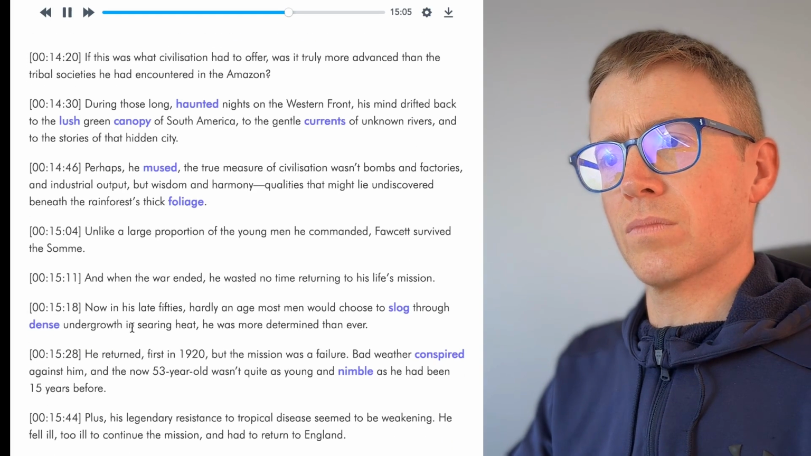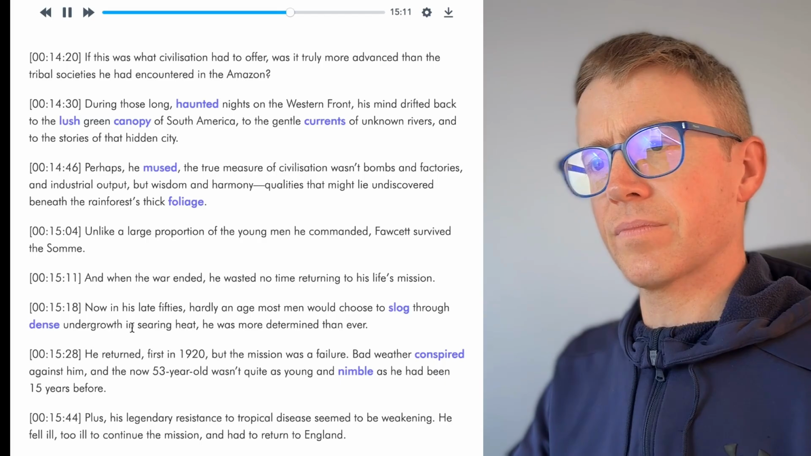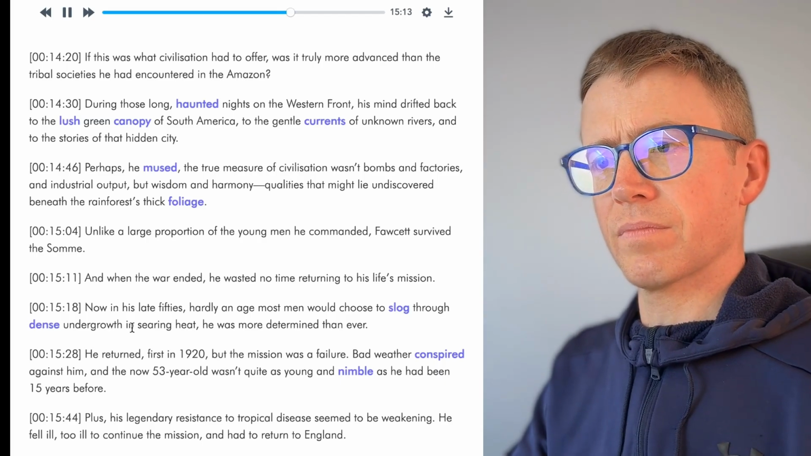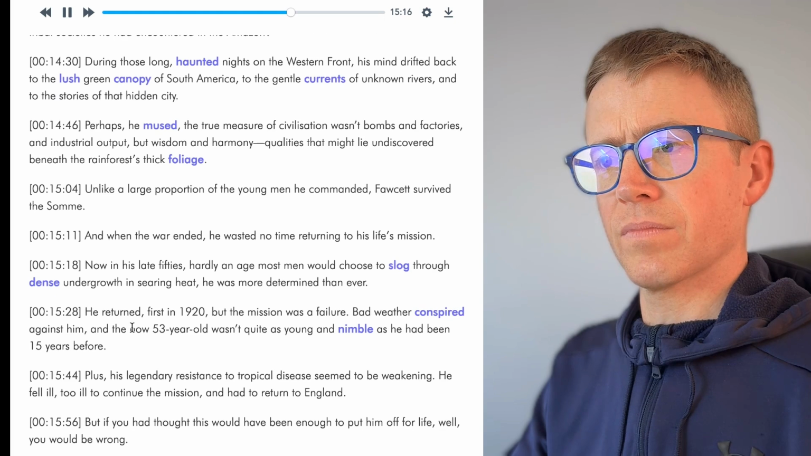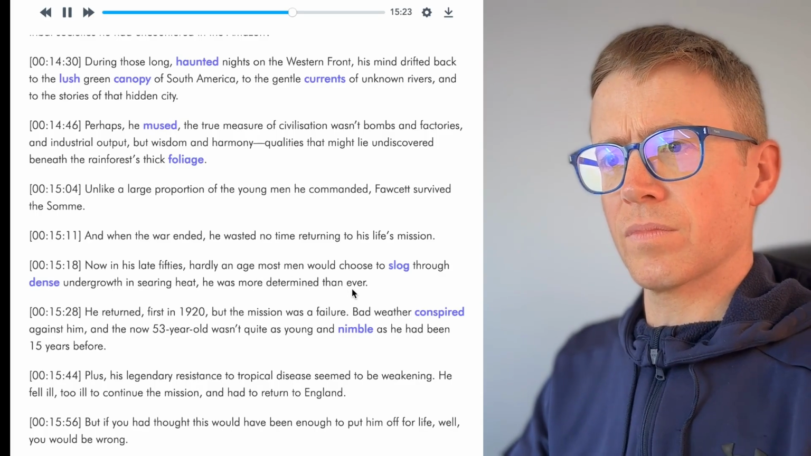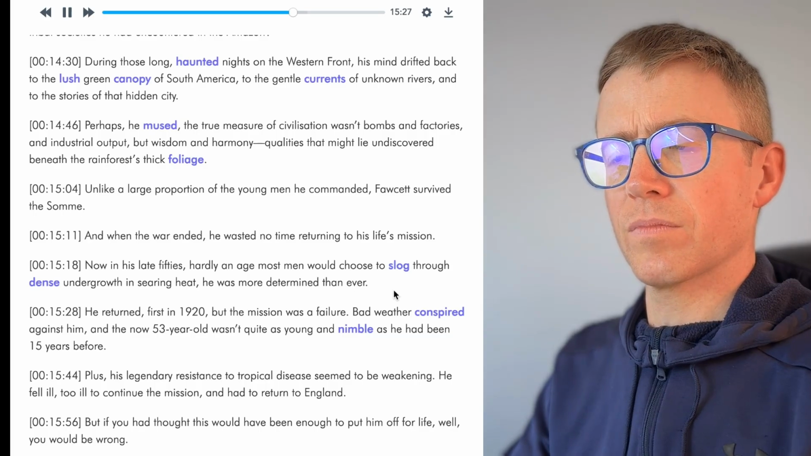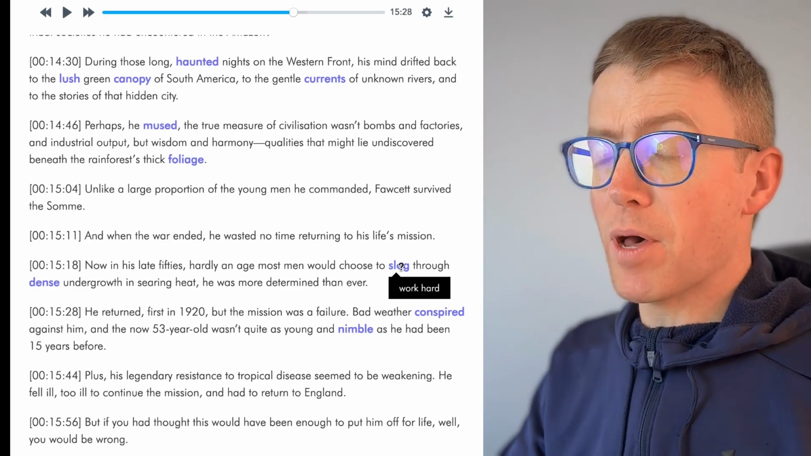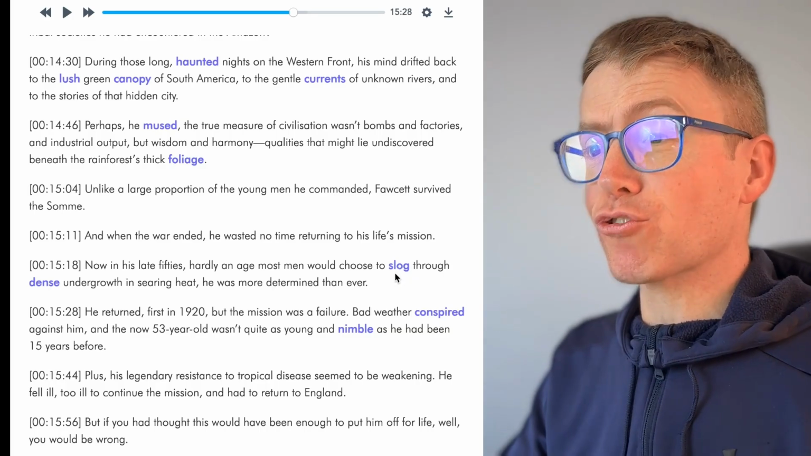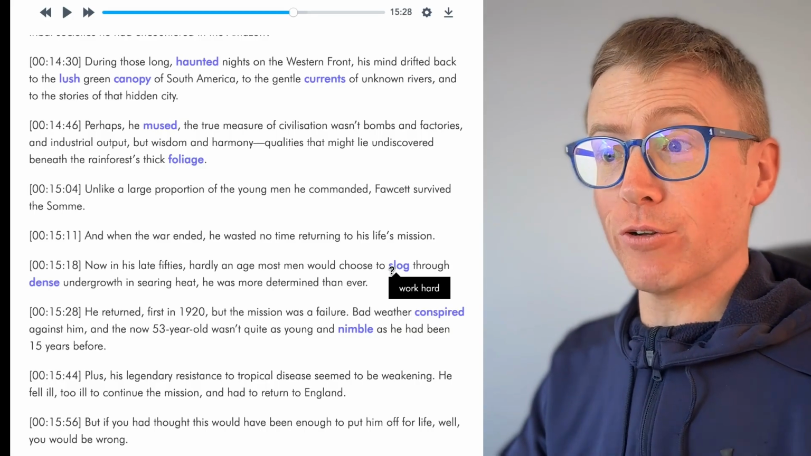Unlike a large proportion of the young men he commanded, Fawcett survived the Somme. And when the war ended, he wasted no time returning to his life's mission. Now in his late 50s, hardly an age most men would choose to slog through dense undergrowth in searing heat, he was more determined than ever. You might remember from a few minutes back, we had tramp, meaning to kind of walk long distances through difficult terrain.